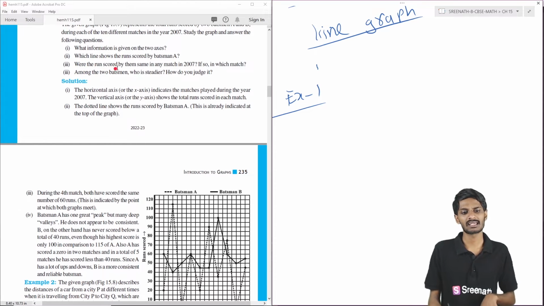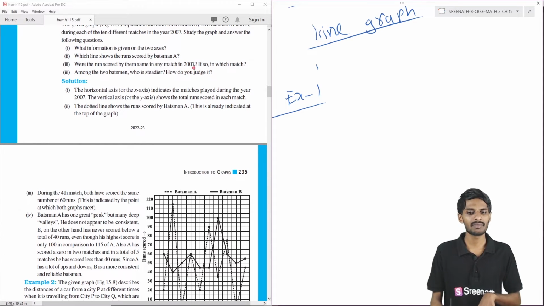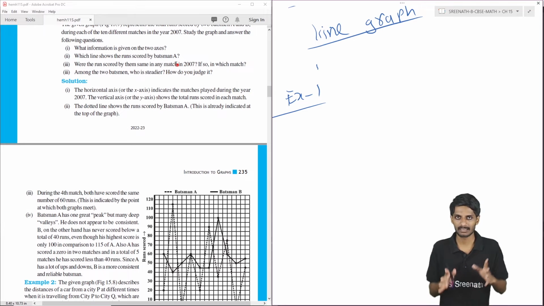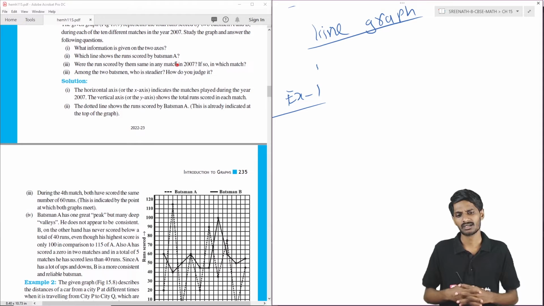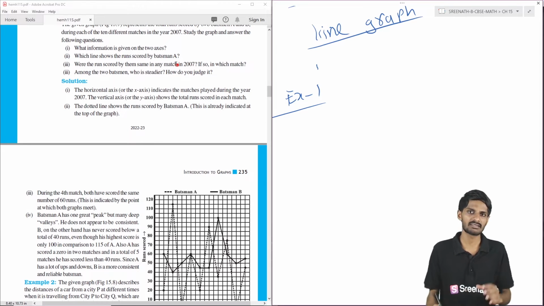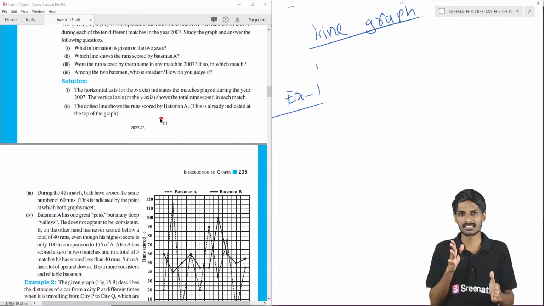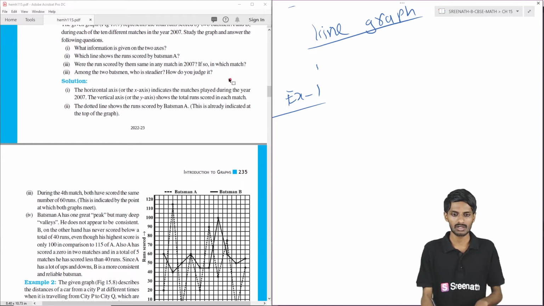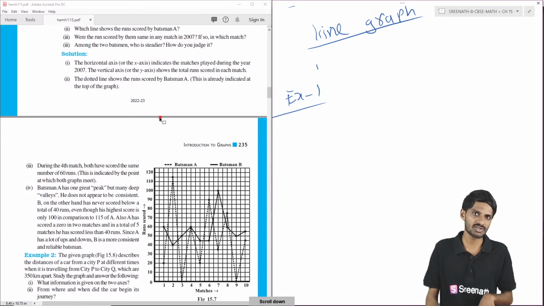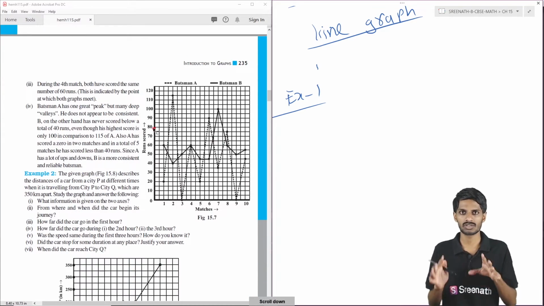Were the runs scored by them the same in any match in 2007? In the year 2007, they played 10 matches and scored different runs in different matches. But is there any match in which the runs scored by both persons are the same? If so, in which match? For that we have to observe the graph, students.